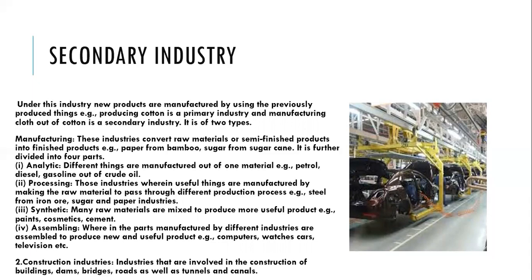And then comes the construction industry. That's the second type of secondary industry. First was manufacturing, and the second type is the construction industry. In construction industries, what happens? The construction happens of buildings, dams, bridges, roads. All these are examples of construction industries.